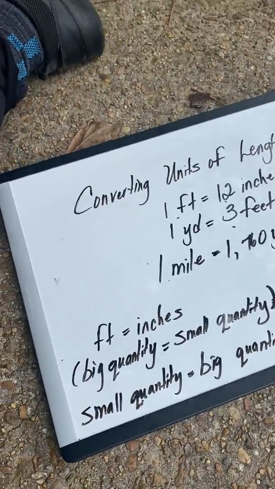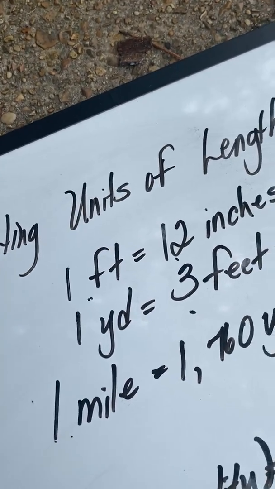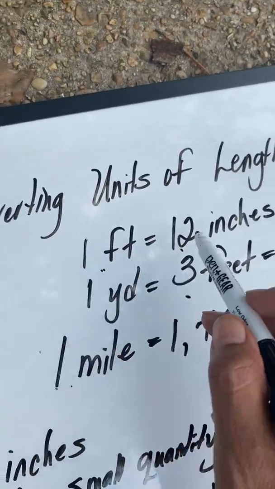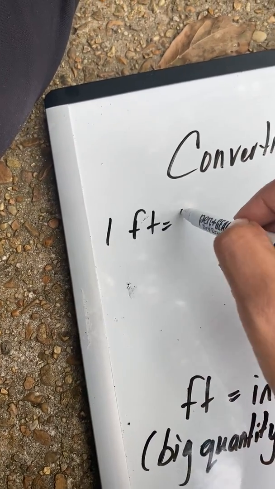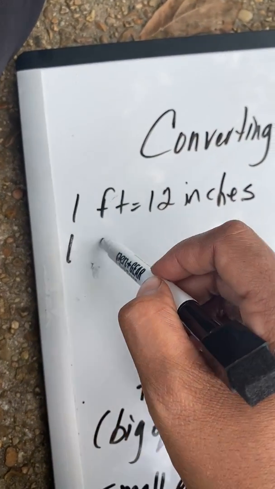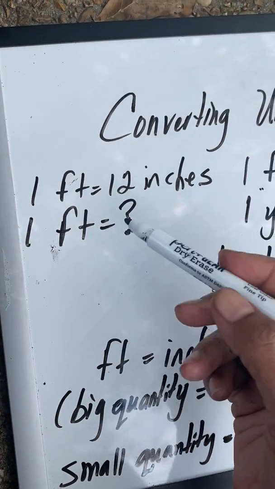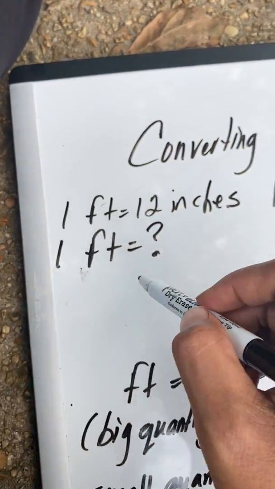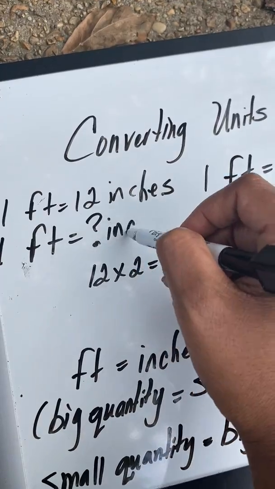For example, 2 feet is equal to how many inches? We already know that 1 foot is equal to 12. I'll write it on the side. Now, if I have 2 feet, which gives me 1 more foot, and it's asking me how many inches, we just simply multiply 12 times however many feet we have. 12 times 2, 24. 24 inches.